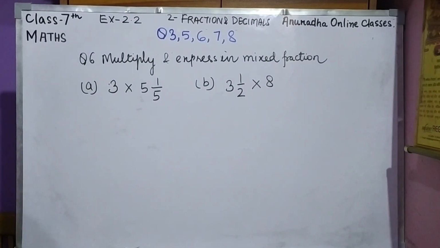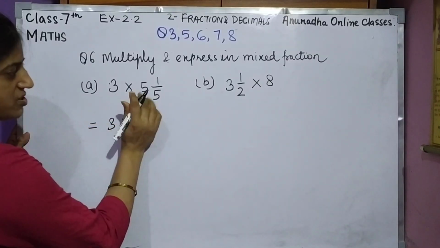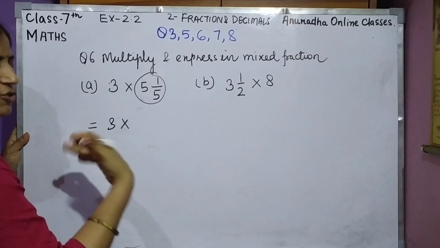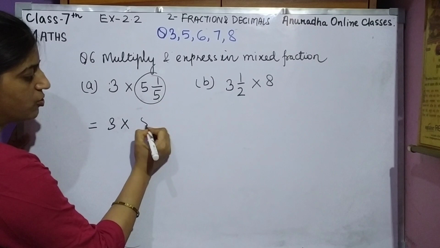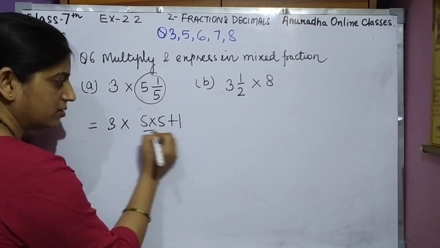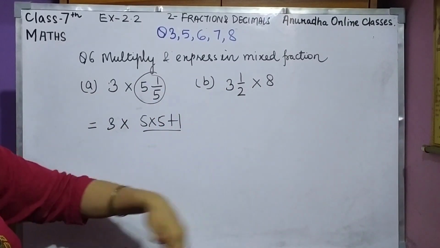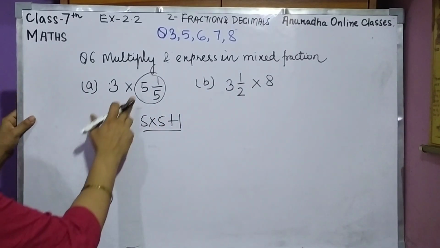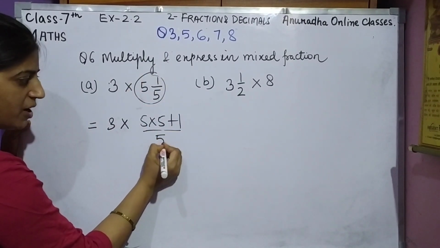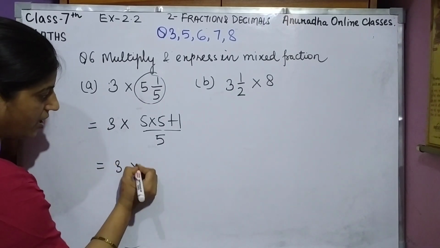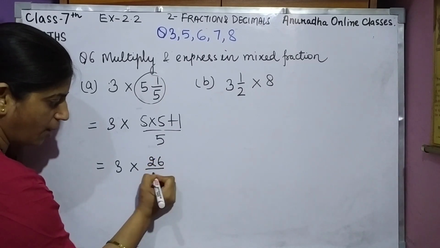So how will you do this? See, this is equal to 3 into, see, this is what? A mixed fraction. What do we have to do first with a mixed fraction? Yes, change it to an improper fraction: 5 into 5 plus 1. Firstly I am writing this, but in the second question I will not write this, so understand carefully how you change it. 5 into 5 plus 1 divided by 5. So this is 3 into 5 5s are 25 plus 1 is 26 upon 5.